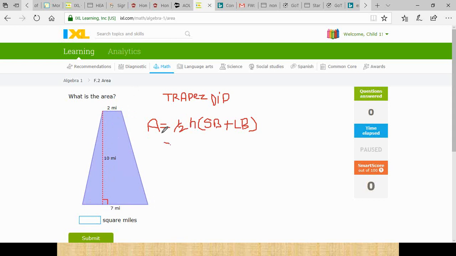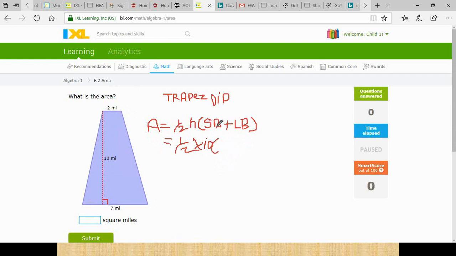All right. So it's half the height. What's the height? No, the height is the 10 miles. This is 10 miles. The height is the perpendicular distance from the base. This is what we call the height. So the height is 10 miles.